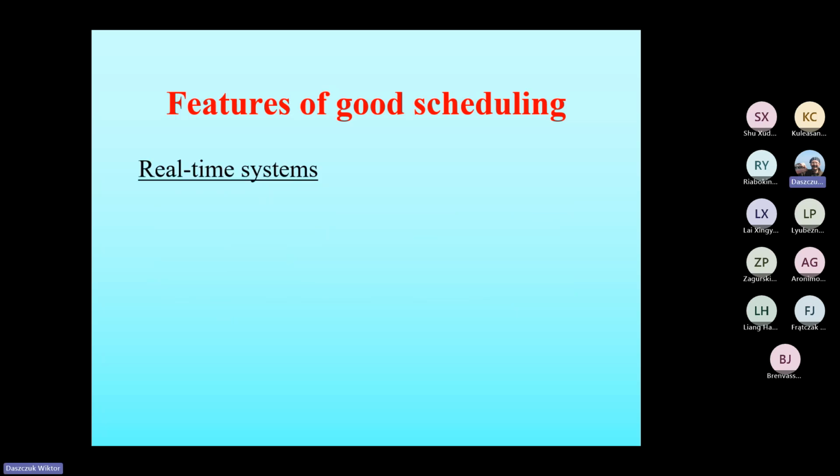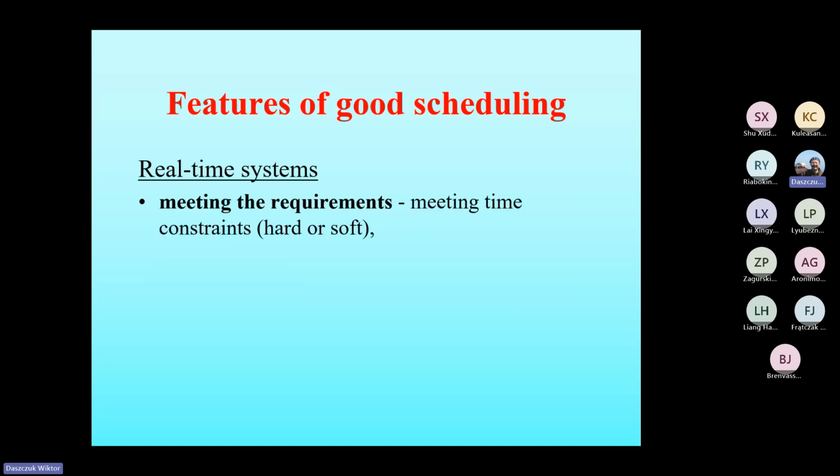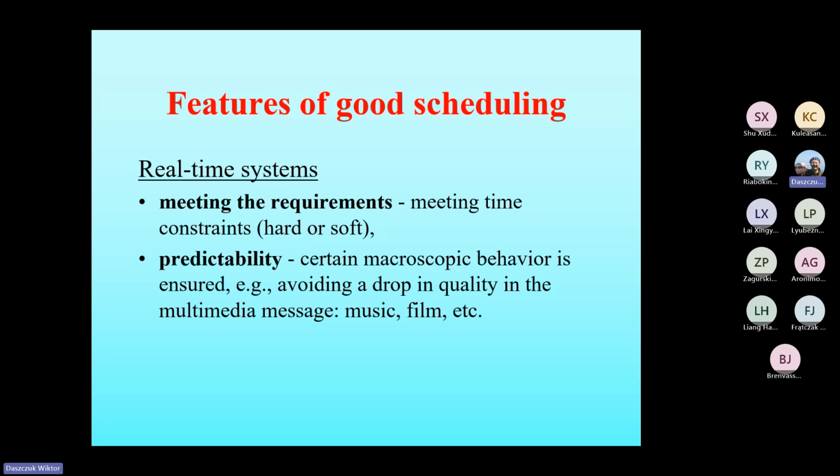And for real-time systems, the macroscopic features of scheduling are obvious. It is just keeping the limitations of time, hard requirements or soft requirements. And predictability, generally, is schedulability. That the system is schedulable. That means that all processes can run. No process is deferred in time forever.